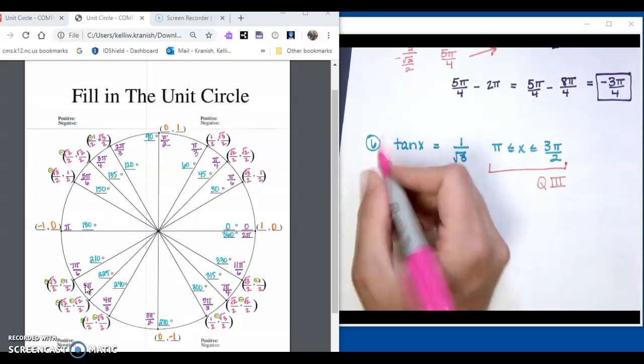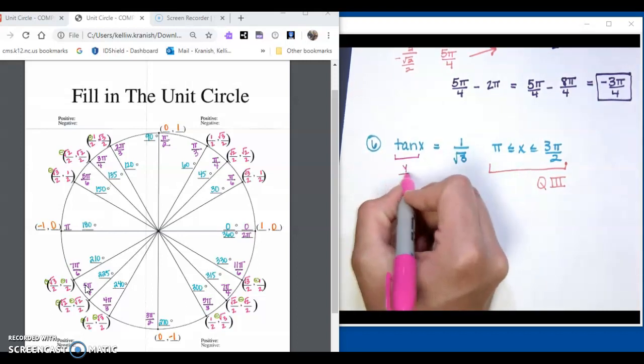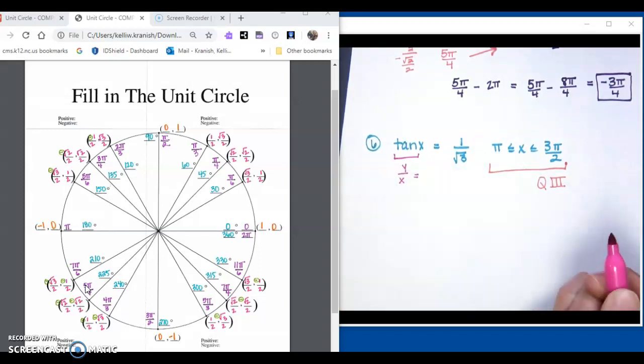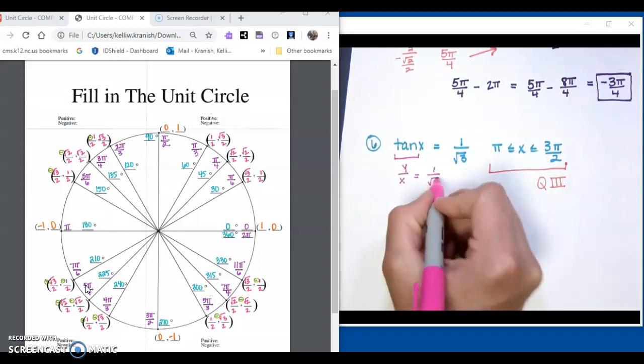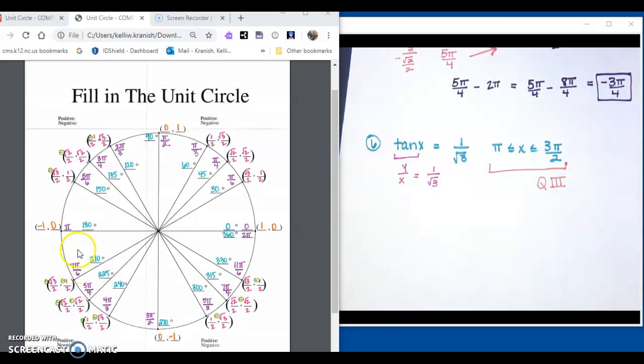Okay, tangent we know is y over x. And we're trying to find when y over x is equal to this 1 over square root of 3. So take a look in your quadrant 3. Do you see any values where we have 1 over the square root of 3? No. So guys, the only values we have are square root of 3 over 2 and 1/2, and square root of 2 over 2. Those are the only 3 choices that you have to pick from in this quadrant, okay?